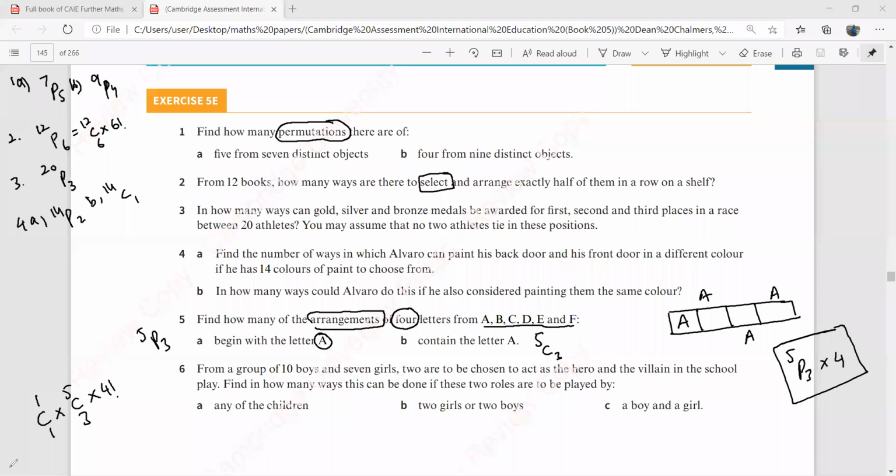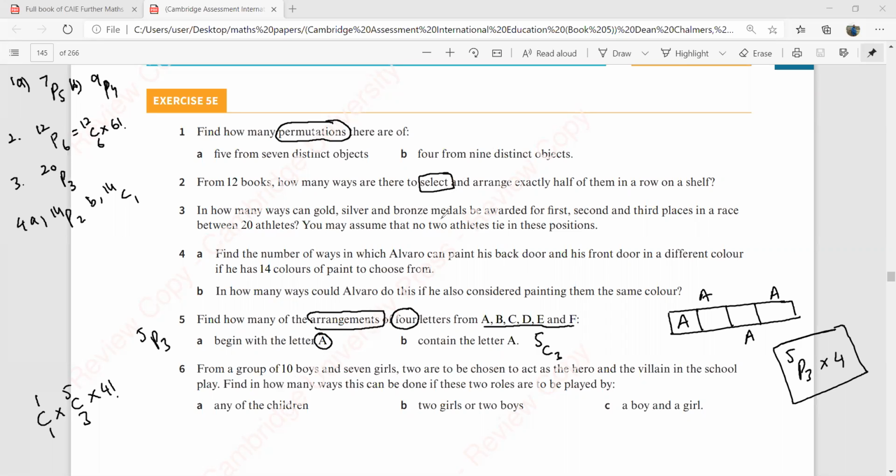Please make it clear if there is any confusion with you. So both of these answers are correct: 5C3 times 4 factorial or 5P3 times just 4. Few people are sitting quietly, so that means I can move on to the 6th question then.